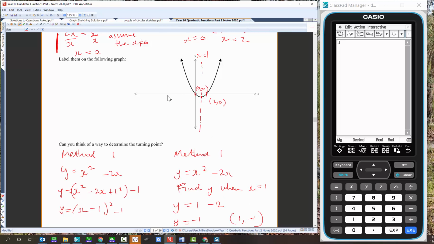So that's method 2, by the way, and I think I've gone through this before with you. You can complete the square to get the turning point, or you can average the x-intercepts to get the axis of symmetry, and you can use the axis of symmetry to find the y value, which will be the y value of the turning point.